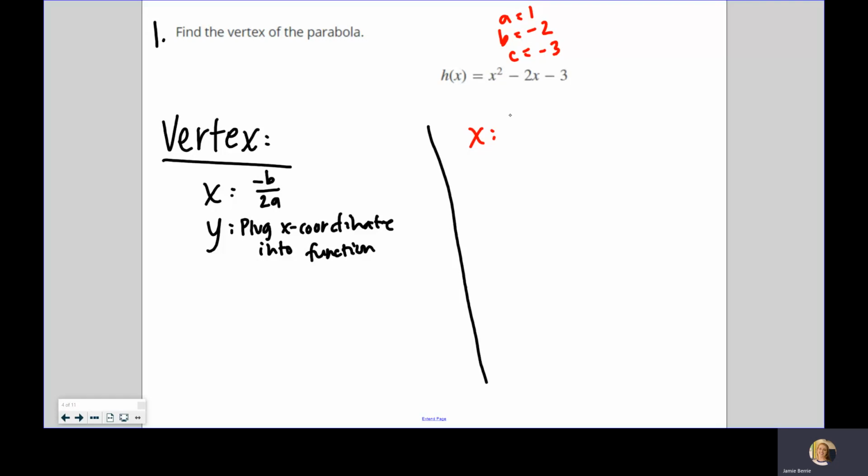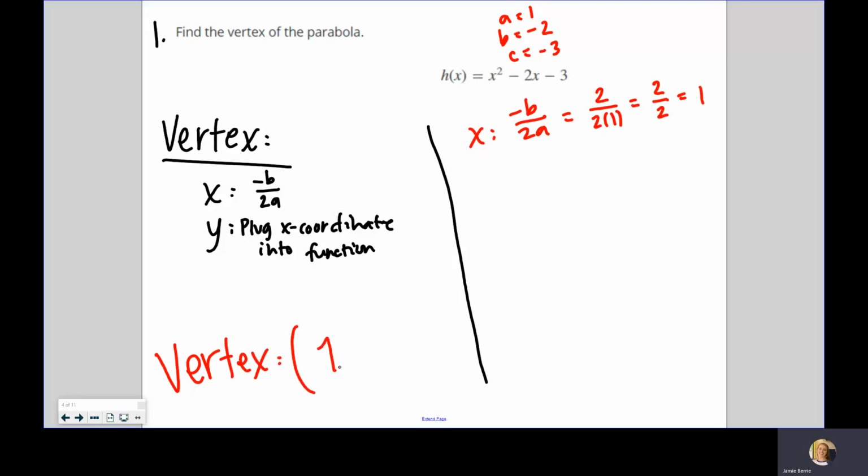All right, so if the x-coordinate is -b over 2 times a, so that's -b, the opposite of b would be +2, divided by 2 times a, which would be 2 times 1. 2 times 1 is just 2, and 2 over 2 is 1. All right, so there's our x-coordinate. So if we're writing our answer here, the vertex is going to be in 2 parts. The first part, the x-coordinate is 1.